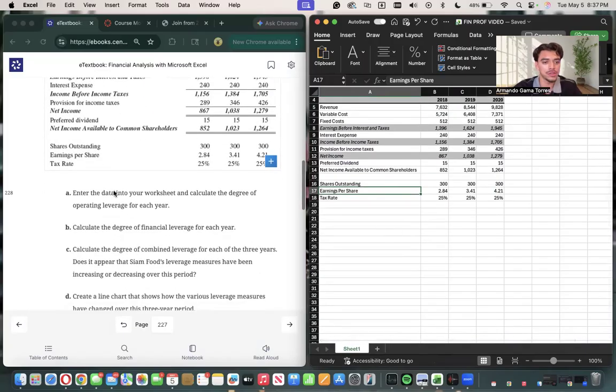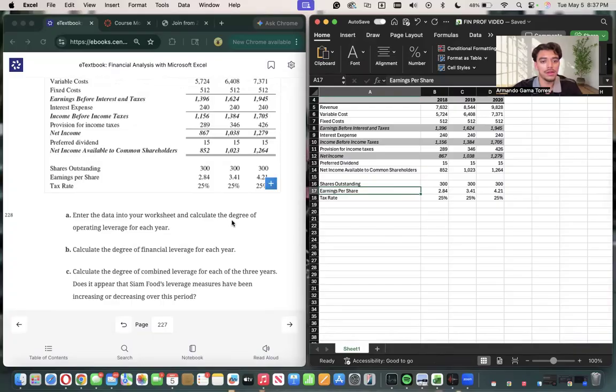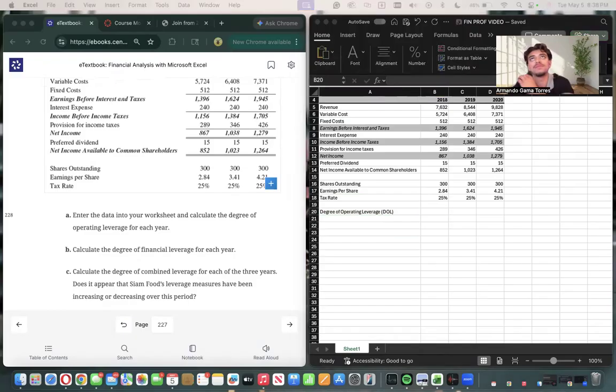All right, well, the first question is to calculate the degree of operating leverage for each year. So in that case, we're just gonna go down here and add it. Make it cleaner, right?